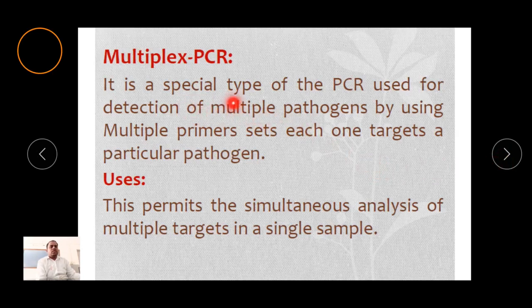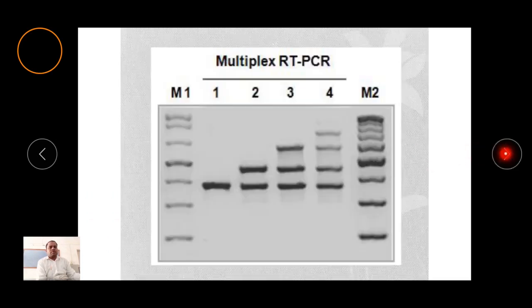Multiplex PCR is a special type of PCR. It is used for detection of multiple pathogens by using multiple primers. So if a single sample is infected by multiple organisms, you can detect the multiple pathogens by using multiple primers specific for a particular pathogen. This permits the simultaneous analysis of multiple targets in a single sample, and this is generally used in disease diagnosis.